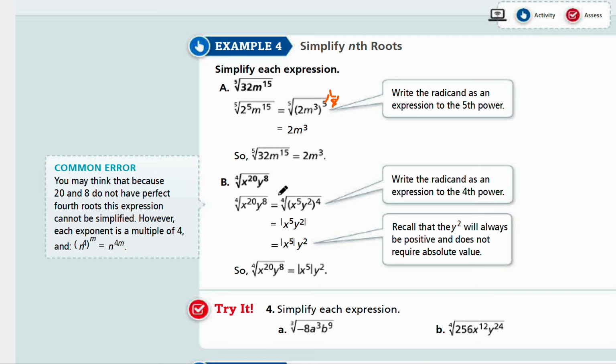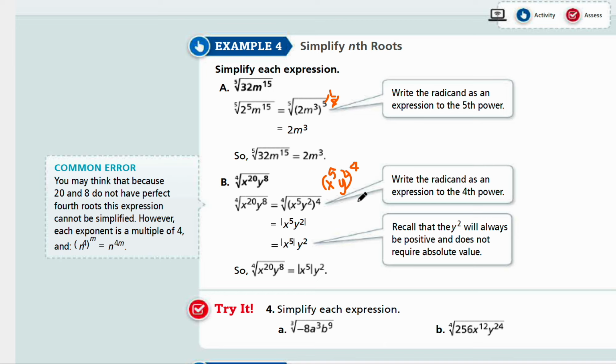Let's look at part B. We have the fourth root of x to the power of 20 times y to the power of 8. And so you can group them and then make all of them into a power of 4. So how do you group them? You have x and y, and you want a power of 4. And you know you can get it because 4 is a factor of 20 and 8. So 4 times 5 would be 20, and 4 times 2 would be 8. So you factor your powers out.